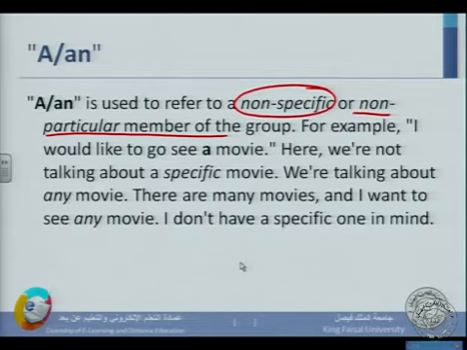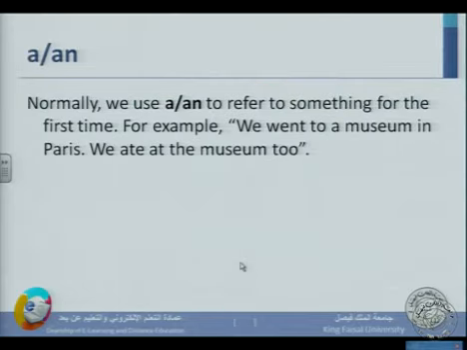Okay, now we noticed the difference between the and a, an, the meaning of their use. The is used for a specific noun or a particular member of a group, while a and an are used with or refer to a non-specific noun or a non-particular member of the group.